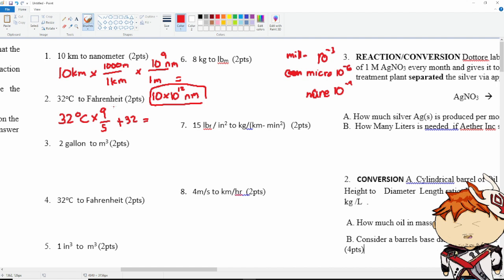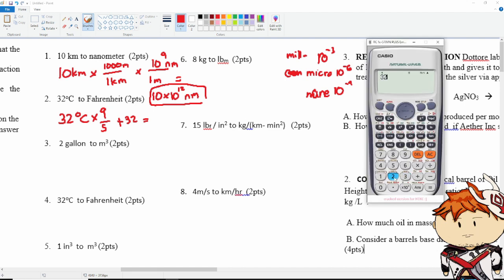I don't want to do math. Okay, 320 minus 32 is 288. 288 divided by 5 plus 30. I'm gonna use a calculator. Okay, calculator is allowed in this exam or activity, probably.